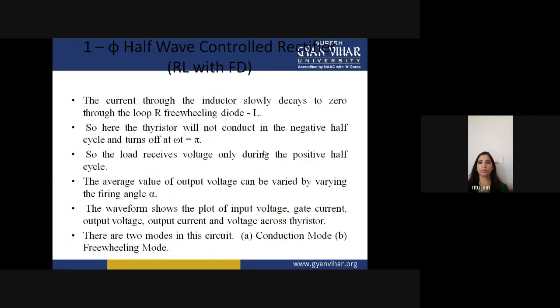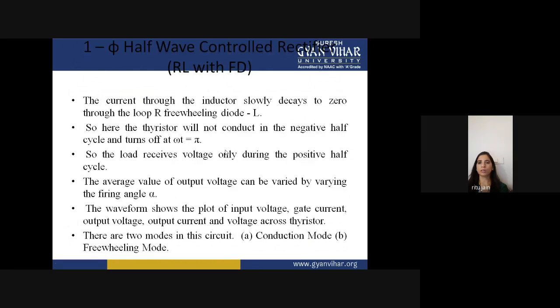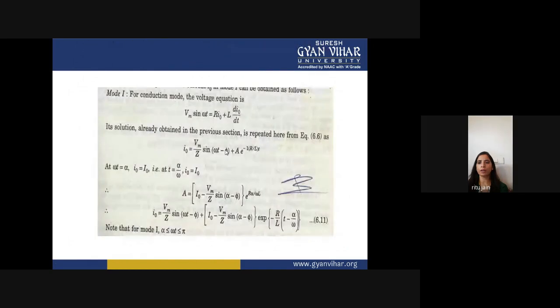Now, the single phase half wave controlled rectifier with freewheeling diode, in which you were converting only the positive half cycle into DC, and you were getting output voltage only for this positive half cycle. That's why this is called your single phase half wave controlled rectifier.